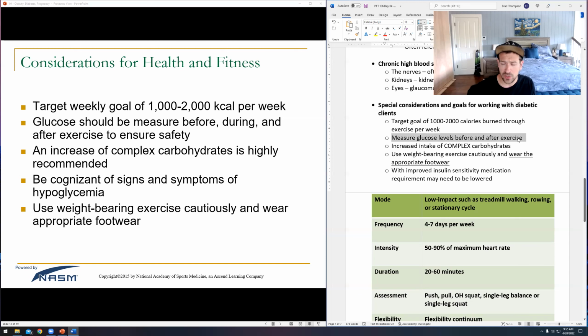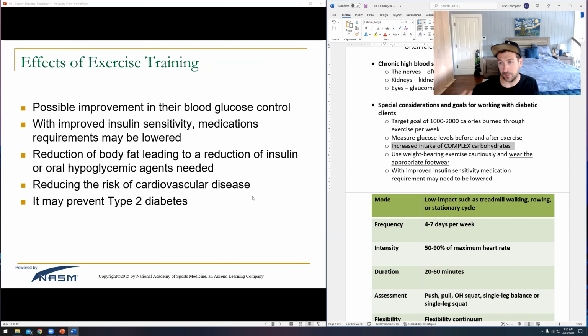So we do want to make sure that we're encouraging our diabetic clients to measure their glucose levels before and after exercise. We don't want our clients' blood sugar levels to drop through the floor and then have them get nauseous or pass out on us. And we also don't want their blood sugar levels to be too high, to where they'll get really sick during their workout. And then we also want to encourage them, when it comes to carbohydrate consumption, to consume mostly complex carbohydrates.